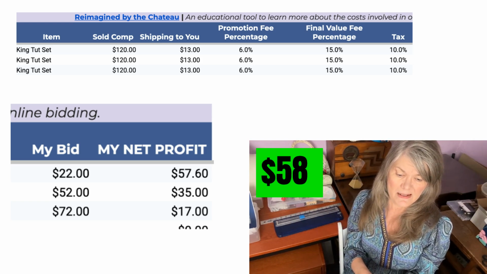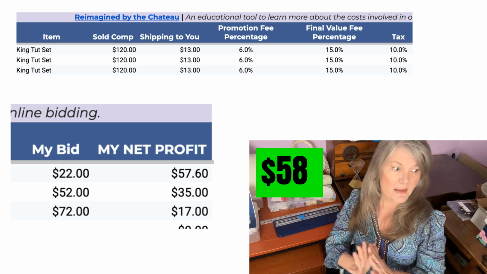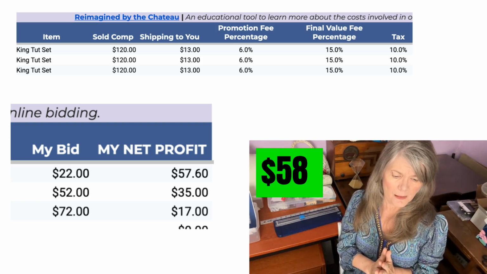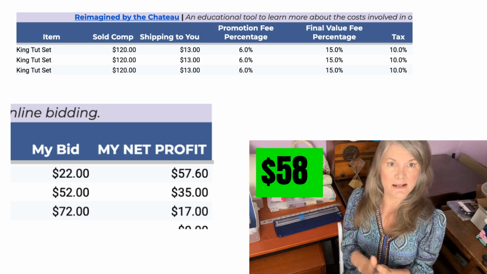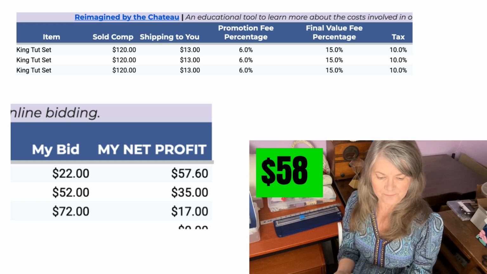If I want a higher profit, then I could say, you know what? I'm going to pass on this item. If I am okay with this profit, then I could say, okay, I'm going to bid.